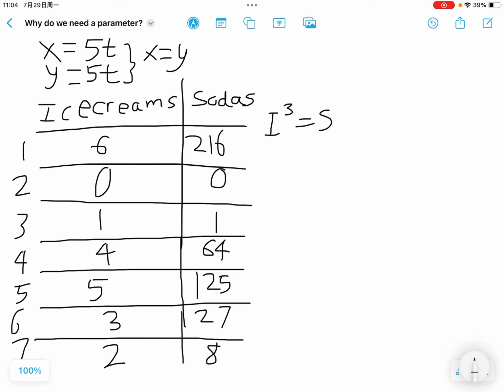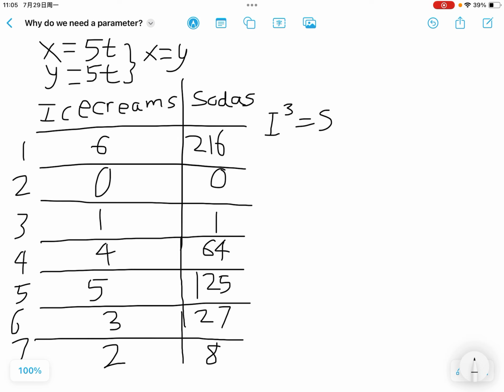Isn't that obvious? So in this case, we have no parameters, right? If we were to graph this I cubed equals s thing, we would have s, I, and then it would probably look something like that. Probably like a curve going upwards really fast. So we have I to the power of 3 equals s.